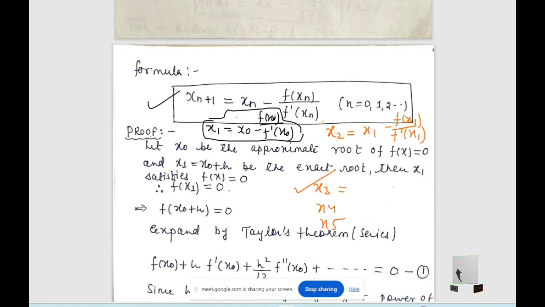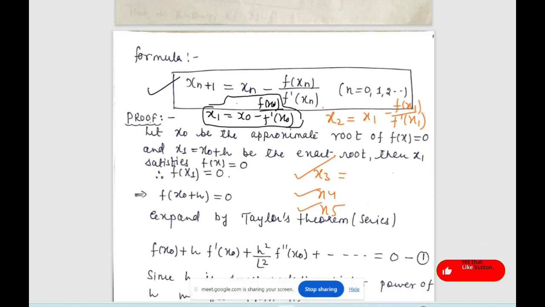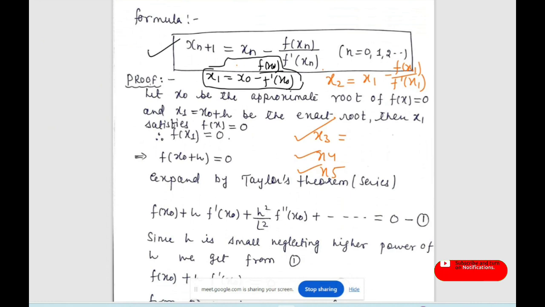Find x3 now by using the same formula, then x4. You have to continue the step until you get two approximations the same. Suppose you get the same answer in this step, both answers approximately the same up to some decimal places, you will stop here and declare your root. So this was the NR method.